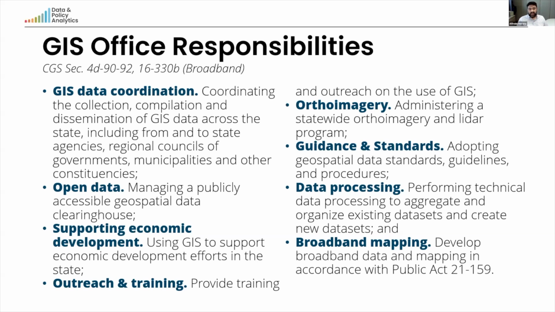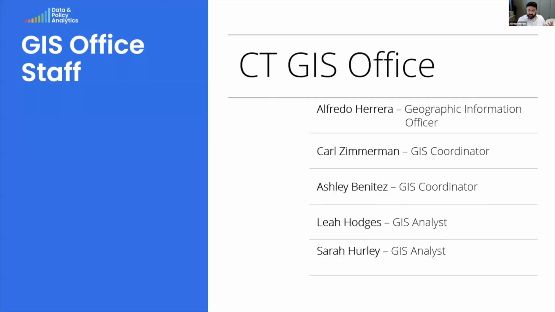We also do data processing and analytical support for state agencies and others to a lesser degree. And with another legislation that passed that same year as part of Public Act 21-159, we are also responsible for mapping broadband availability and adoption throughout the state and producing a map at minimum every year on December 1st. To varying degrees, we have been doing these things, so what I will go through now is the makeup of the GIS office and then some examples in which we have been doing these activities.